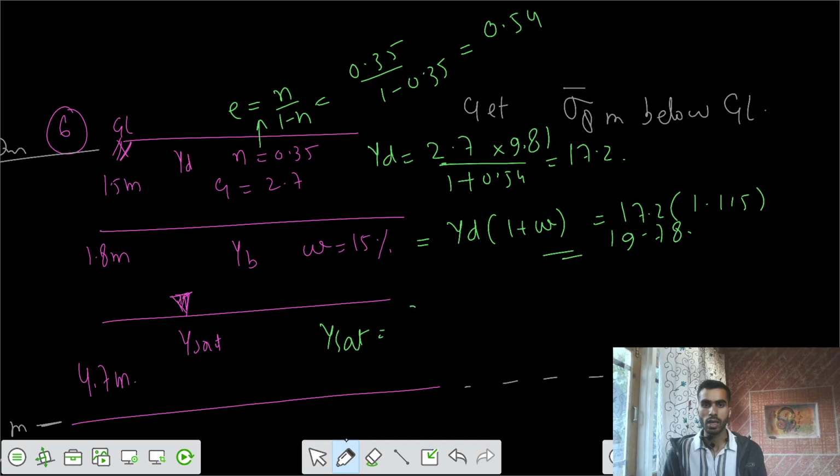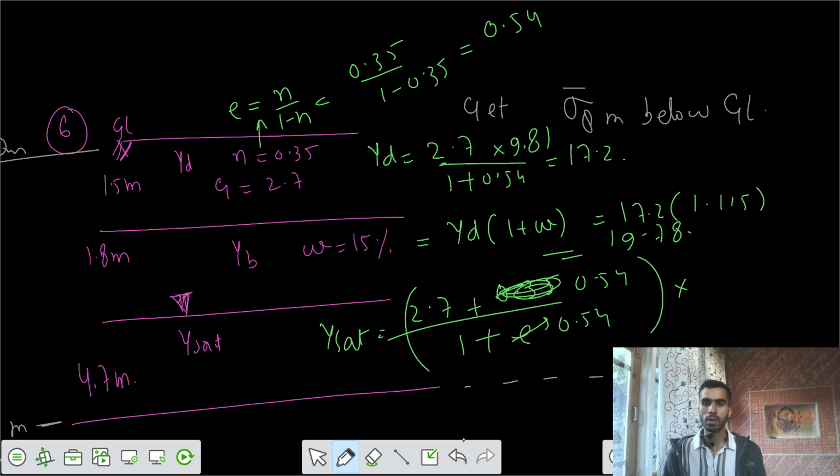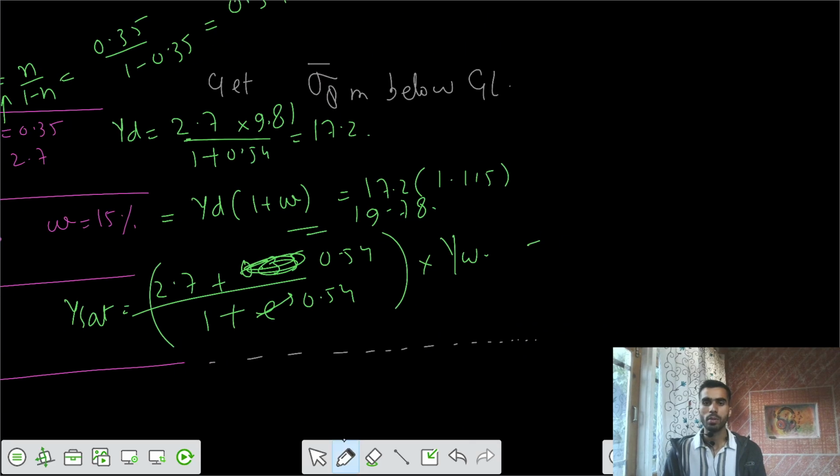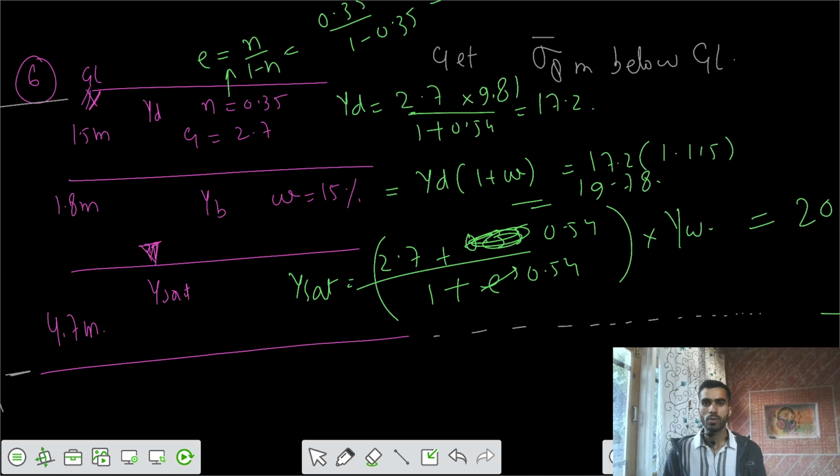After that, gamma sat. Gamma sat is (G plus e) divided by 1 plus e, into gamma W. The value of e we know, e is 0.54. So that value is how much? That value is 20.64.